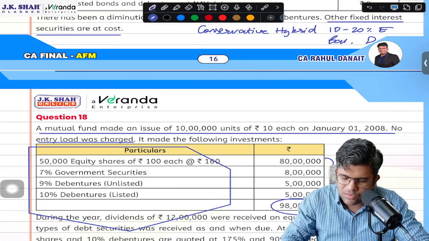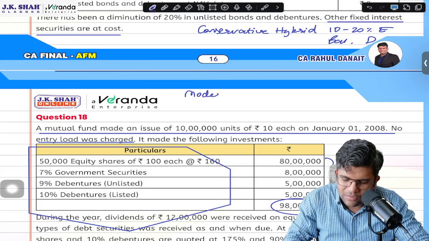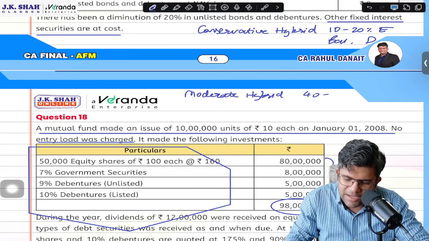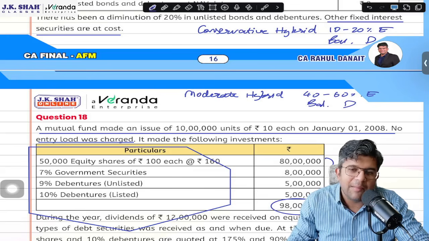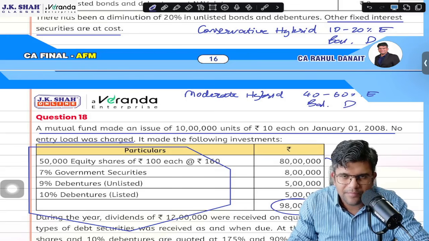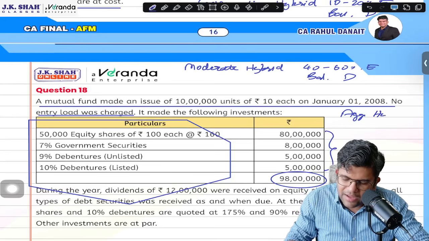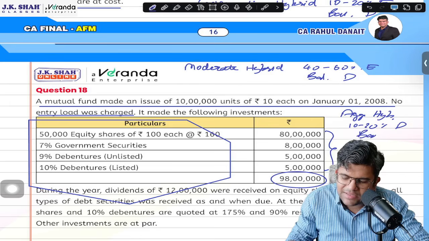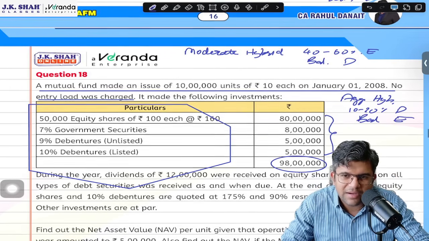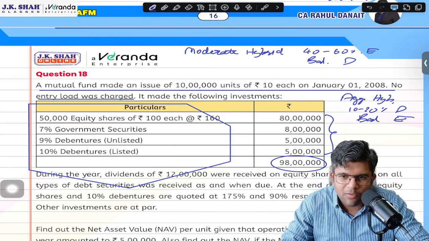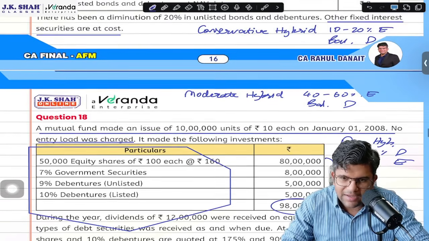Then there is, students, a moderate hybrid. A moderate hybrid invests around 40 to 60% in equity, depending on the fund manager's judgment, and the balance in debt. Everybody clear? And then, students, there is an aggressive hybrid. Aggressive hybrid means they will put 10 to 20% in debt and the balance, can I say, they will put in equity. Is everyone clear with aggressive hybrid, moderate hybrid, and conservative hybrid?